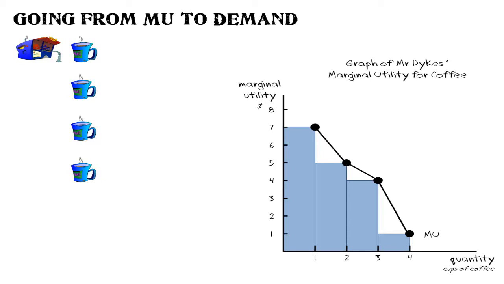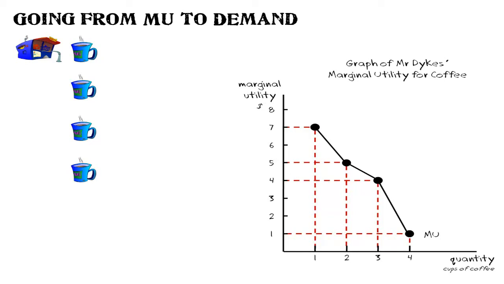Now that's really useful because we can use that to think about a demand curve. So we'll get rid of those bars and just look at that line graph. What that graph tells us is that if the price was $7, based on the consumer equilibrium rule, I would buy 1 cup of coffee. If the price fell to $5, I would buy 2. If the price fell again to $4, I'd buy 3. And finally, if the price fell to $1, I'd buy 4. Again, all based on the consumer equilibrium rule.